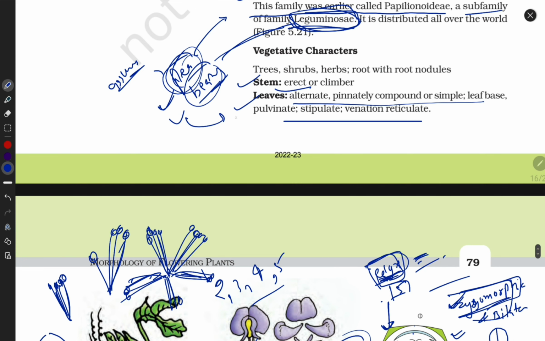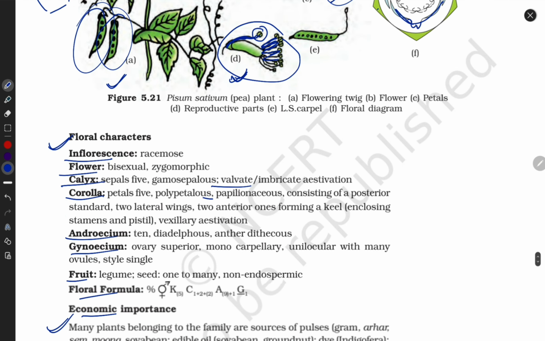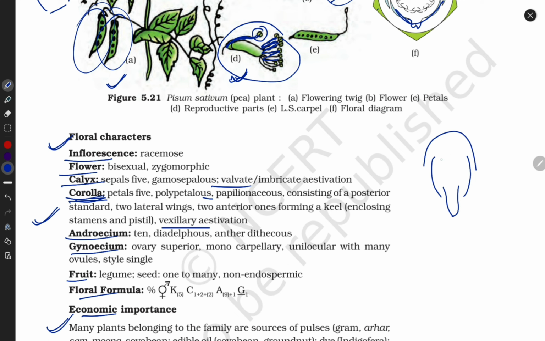And what kind of arrangement will they show? All things are written here for the corolla. They show vexillary arrangement. One petal is large. Look at here. Now you better remember this kind of arrangement, which is shown by vexillary aestivation.